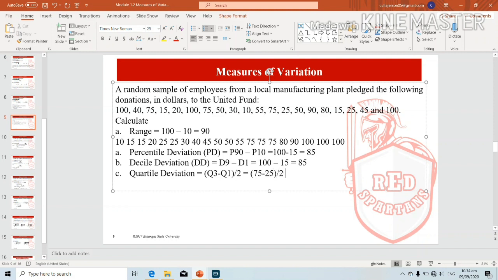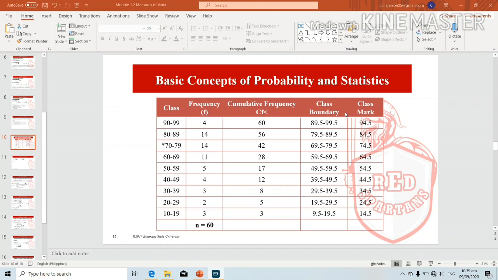Divide natin sa 2. Ibig sabihin, ang ating quartile deviation equal to 25. So, yan yung range, percentile, decile, and quartile deviation for ungrouped data. So, try naman natin yung example para makuha natin yung quartile deviation for grouped data.